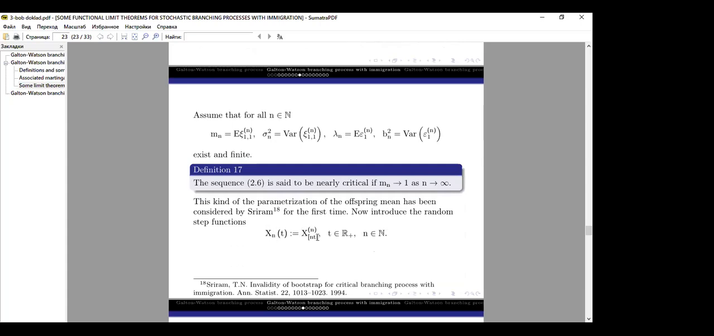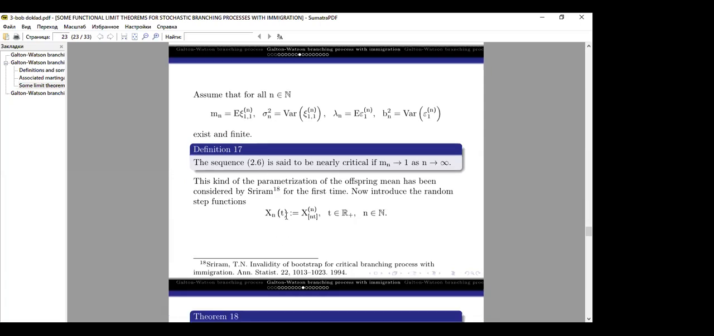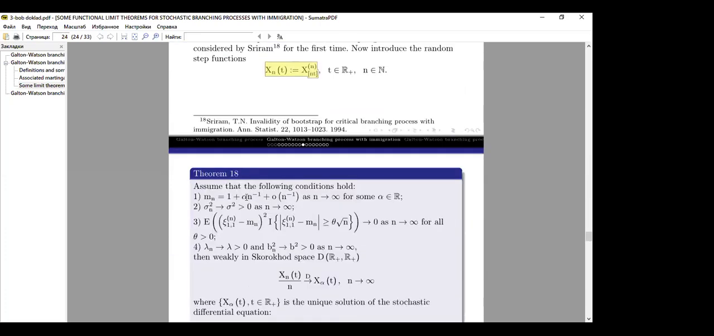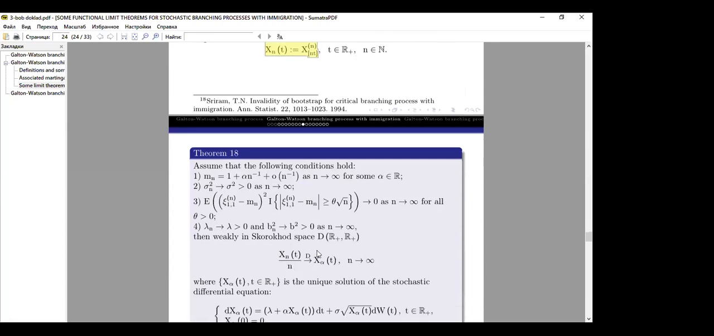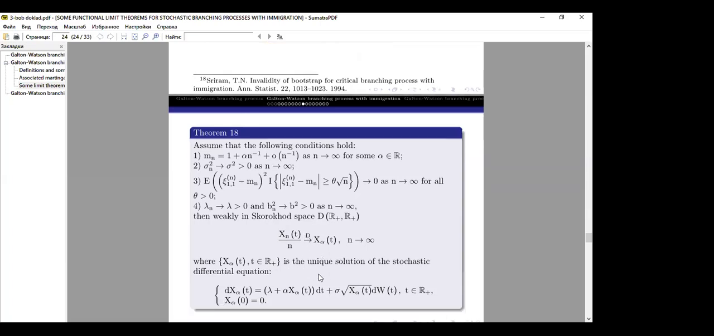He considered the stochastic process in this way, and Sriram's results are as follows. Assume the following conditions hold. Mn has a form in this way, and we have four conditions. Weakly in Skorokhod space D, we have this limit theorem, where the convergence holds in Skorokhod space, and the limiting process is the unique solution of the stochastic differential equation.